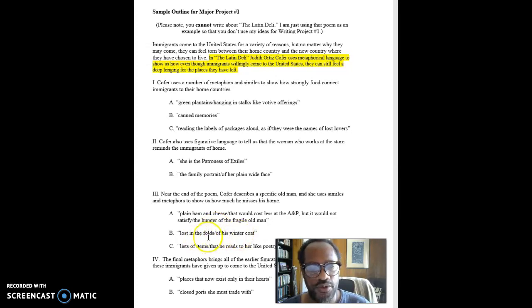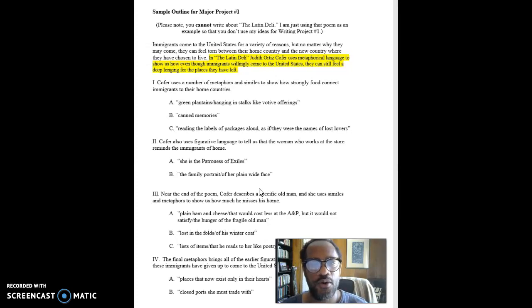Lost in the folds of his winter coat. He's not really lost in there. You can find him. So that's metaphorical. The items that he reads to her like poetry. That's a simile, as we talked about, right? And again, they all relate back to this old man. Okay, and so see what I've done, and I'll let you look at the other one. I'm going to run out of time. I can only have 15 minutes on these videos. But I'll let you look at number 4 on your own.